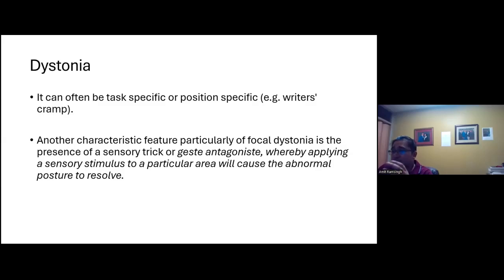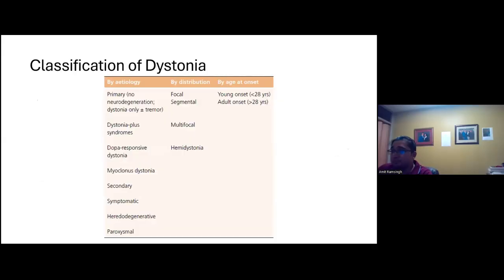So another characteristic feature, particularly of focal dystonia, such as writer's cramp, is the presence of a sensory trick or geste antagoniste. So if we apply a sensory stimulus or someone else applies a sensory stimulus to a particular area, it could actually cause the dystonia to resolve quite quickly. The mechanism of this is largely unknown, but it has been known in the literature to be a very characteristic feature of dystonia.